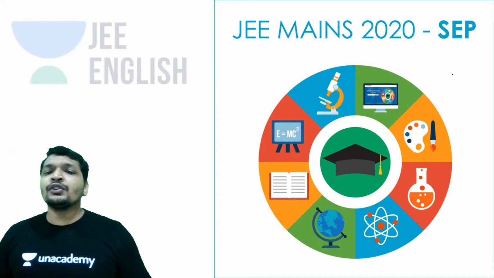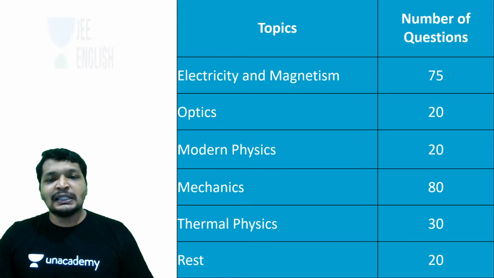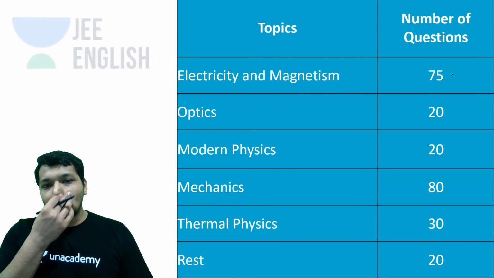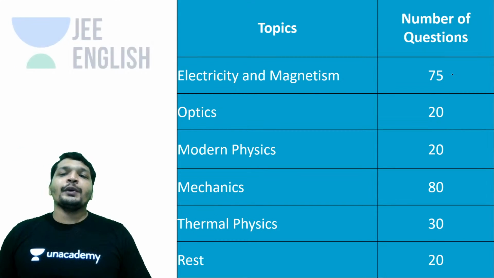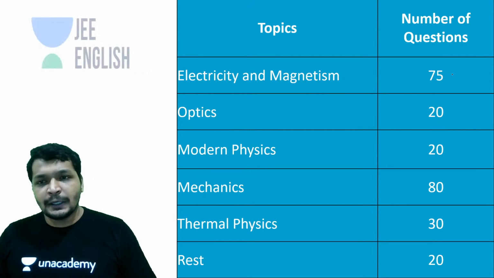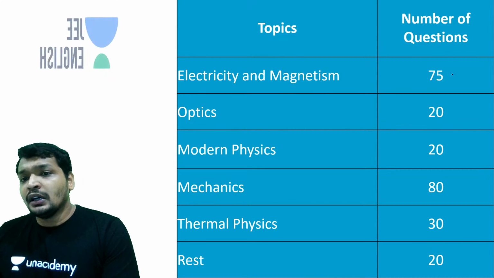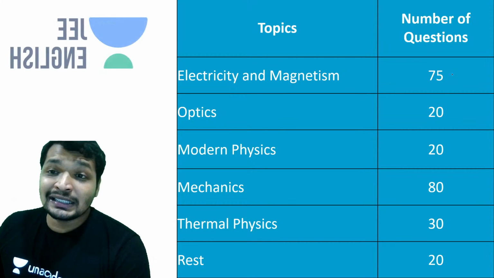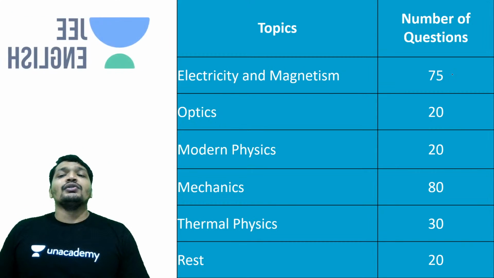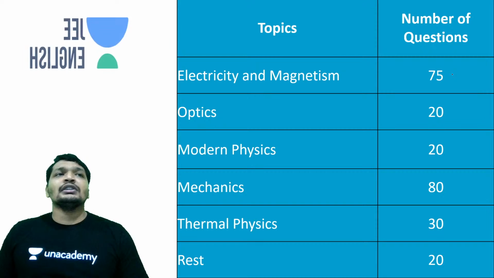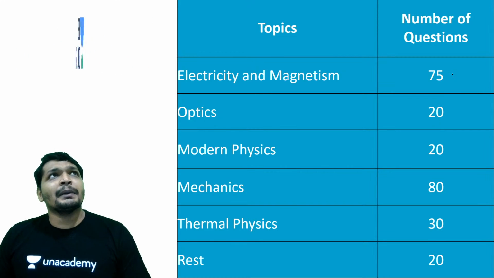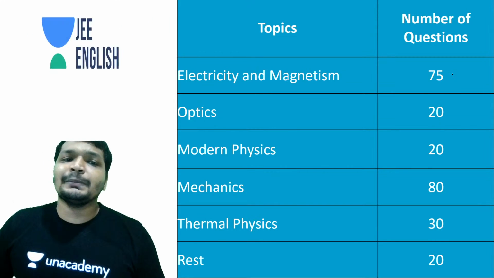Now let's get into the JEE Mains 2020 September analysis. This is the total number of questions from all the papers. The recent September session had around 10 papers.